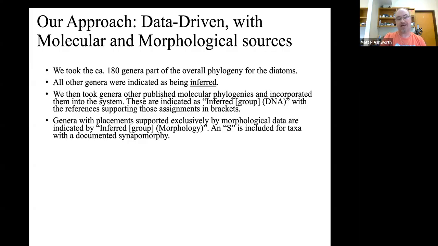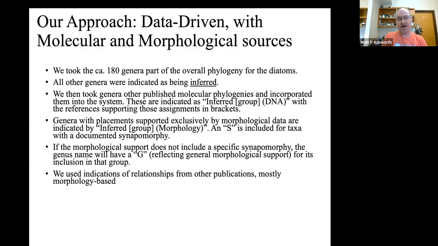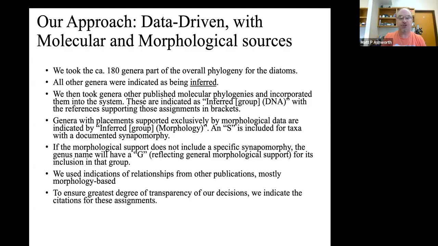So if we have a clade that has genera in it, which are monophyletic with some of the genera which were already in the phylotranscriptomic data, those were added to our classification, but identified as this inferred group, either by DNA or by morphology. And then the sources of those analyses or the morphology were identified and cited to basically show our work. So, for example, the Thalassiosirales, a very well-studied group of diatoms, both morphologically and molecularly.